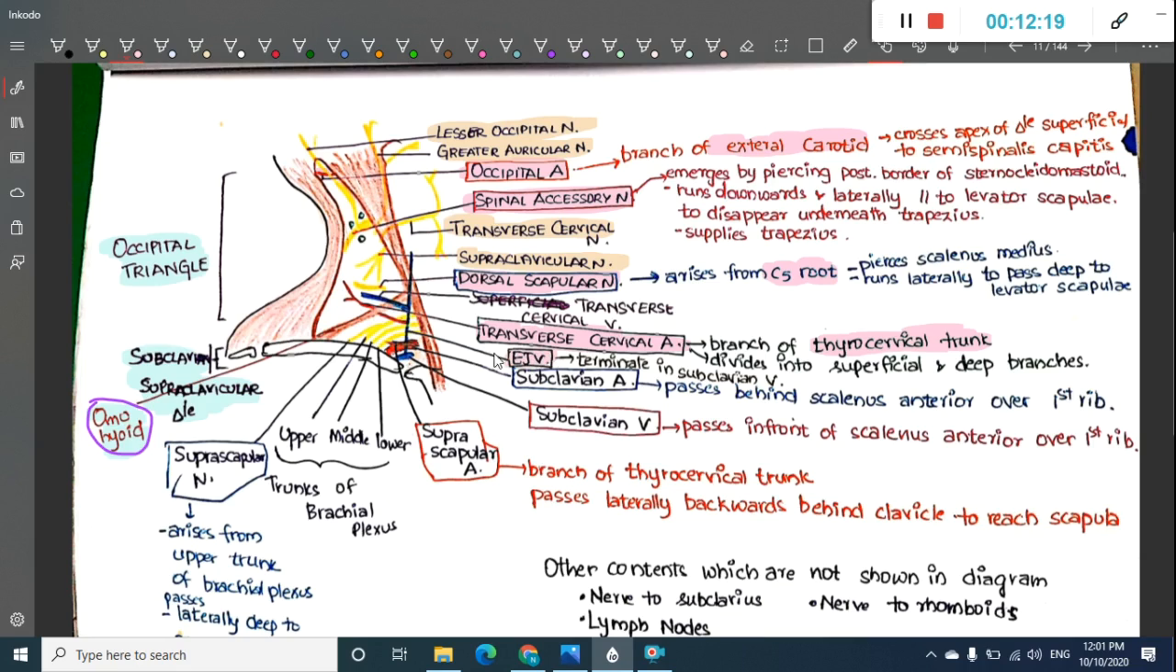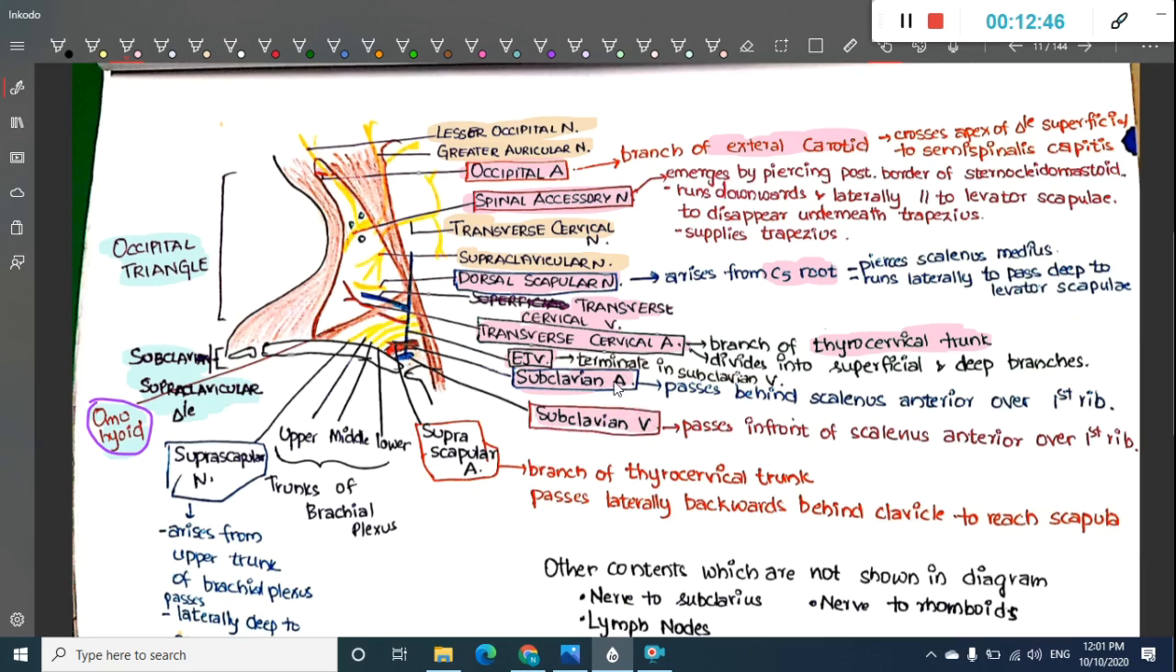Then we have external jugular vein. This vein is called external jugular vein. Then this vein which you are seeing here is called transverse cervical vein. Transverse cervical vein will drain into the external jugular vein. External jugular vein will drain into subclavian vein. So subclavian artery and subclavian vein are also the contents of this subclavian triangle.